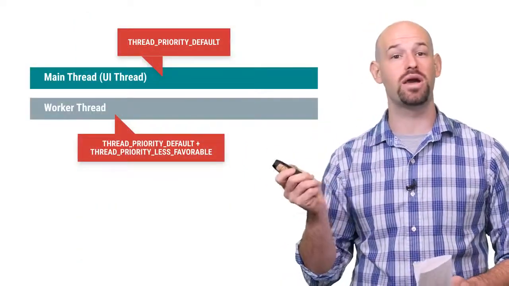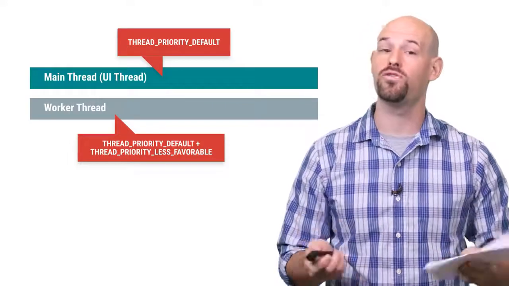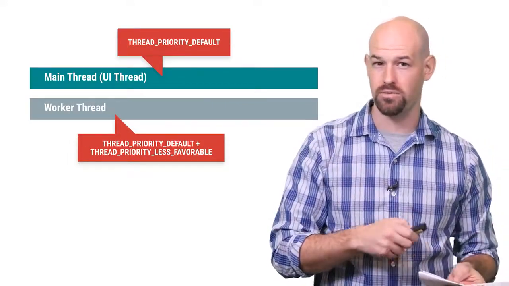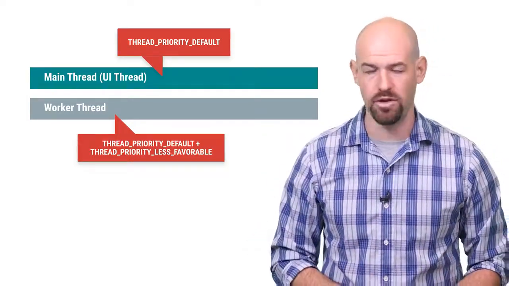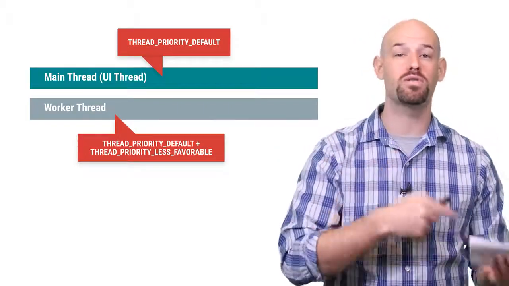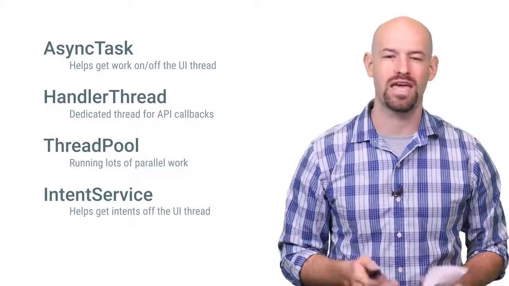For example, the UI thread is always assigned priority default, and any threads it spawned will also be given that same value. But in reality, worker threads should be lower priority, which you can set by adding priority default and priority less favorable. This way you can control which of your spawned threads might be more or less important than others. And in truth, setting these priorities yourself can be cumbersome.